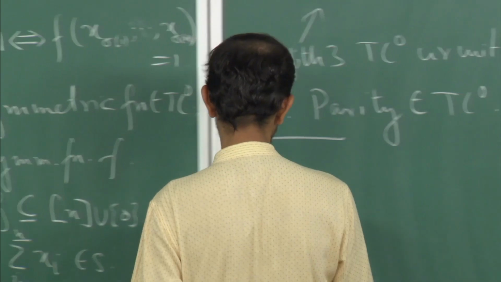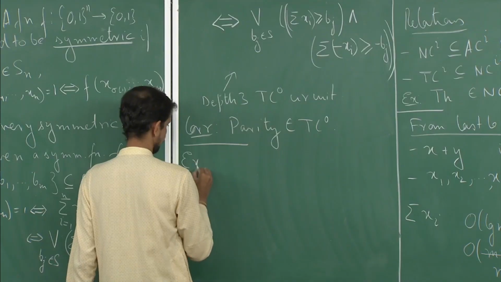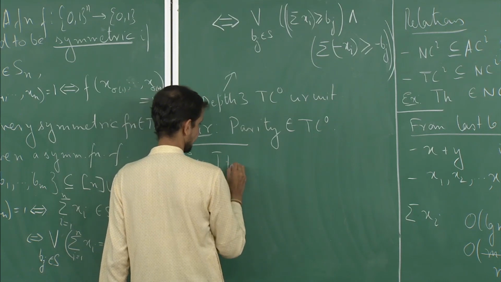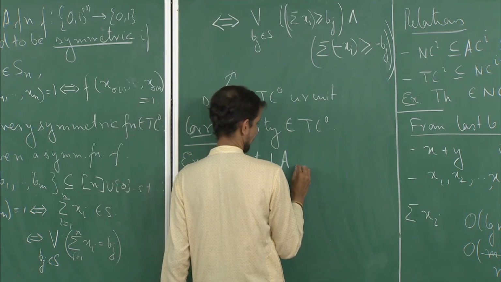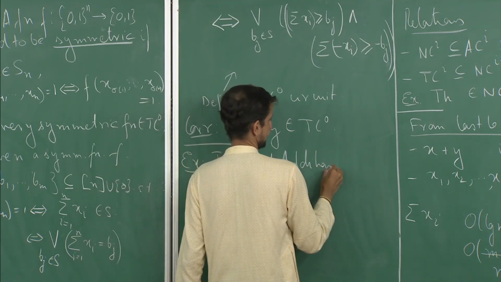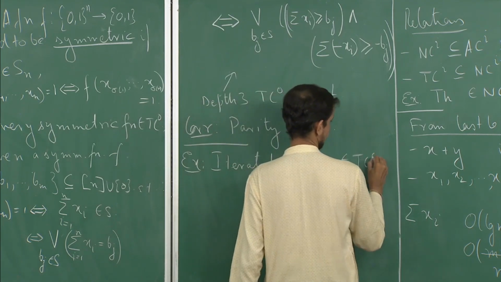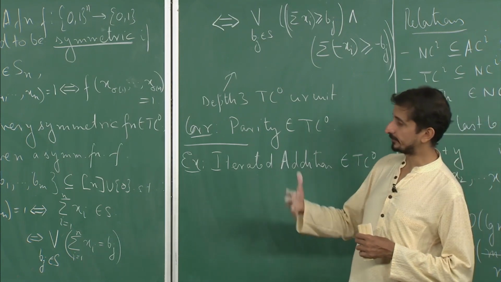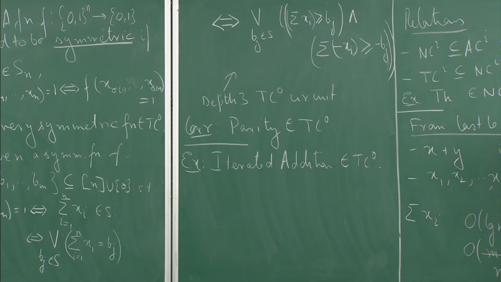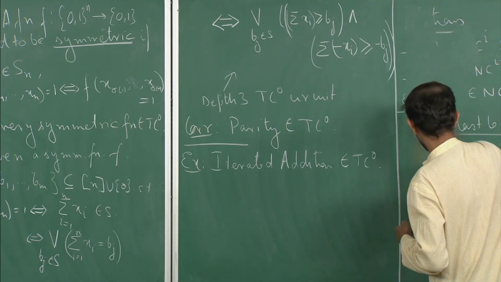So one exercise, in fact, I mentioned this earlier for you to try out, is to show that iterated addition is in TC0 in fact. Okay. So if you allow threshold gates, you can do it in constant depth. Okay, so moving on.